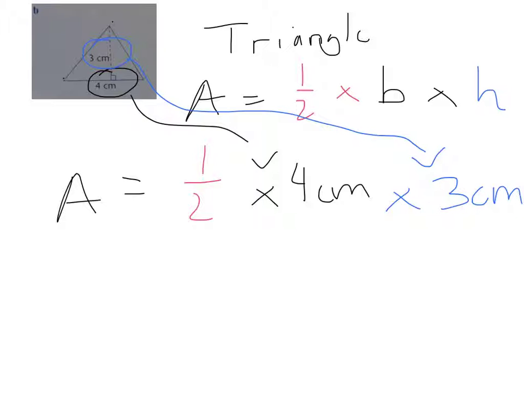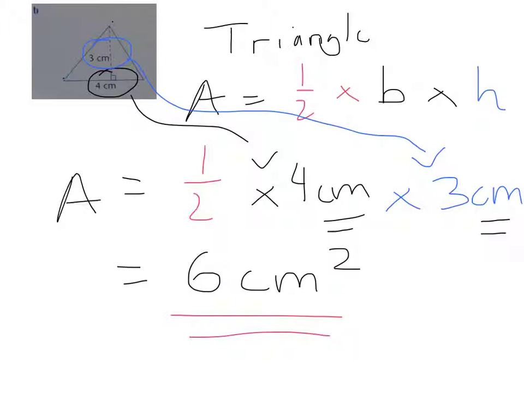Now, if we put that all in the calculator, we get the actual answer. All we have to do is half times 4 times 3, and that gets you 6. But then also we have to times the centimeter by centimeter, and centimeter by centimeter is centimeter squared. So the result for this one would be 6 centimeters squared. That's our area for this triangle.